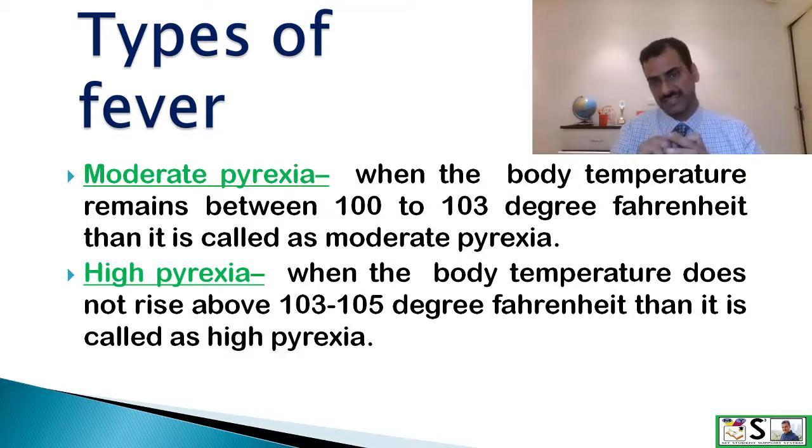Then moderate pyrexia. When the body temperature remains between 100 to 103 degrees Fahrenheit, then it is known as moderate pyrexia. And when the body temperature is between 103 to 105 degrees Fahrenheit, then it is called hyperpyrexia.